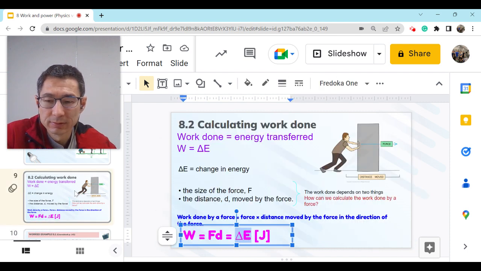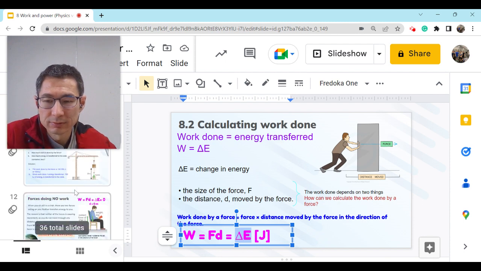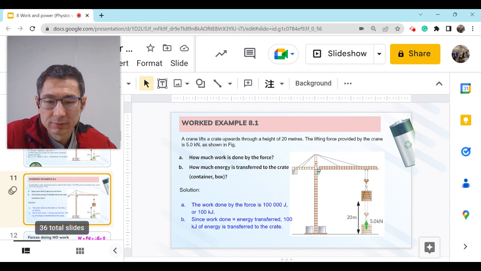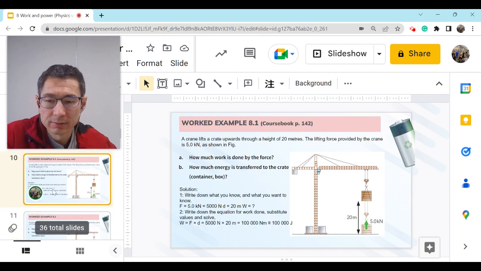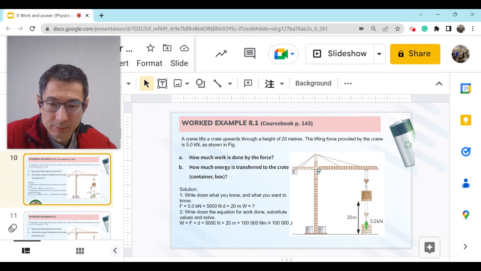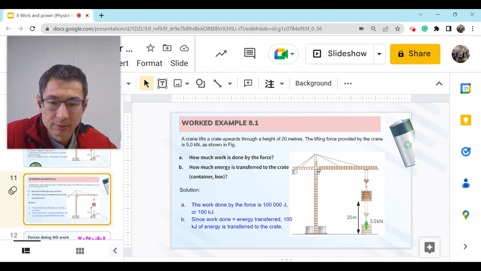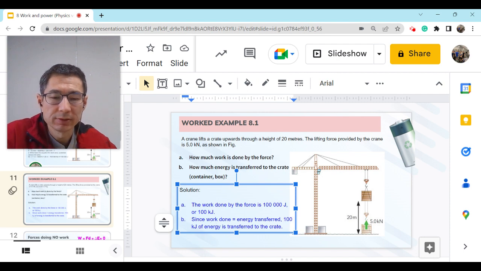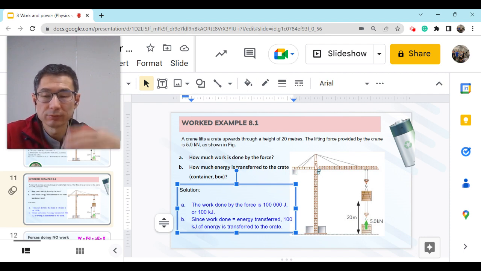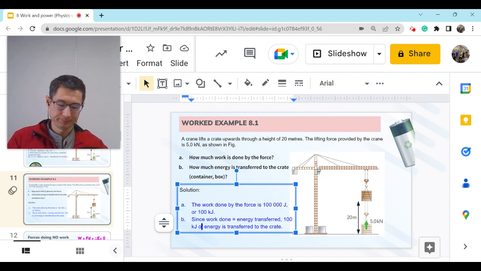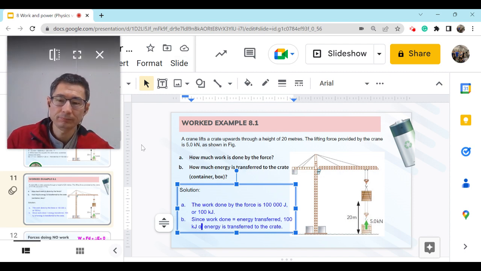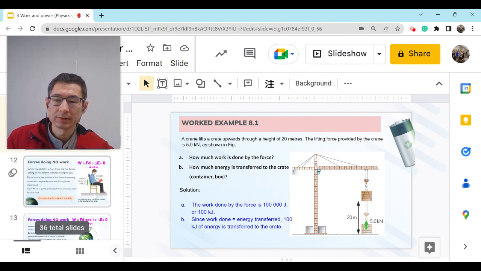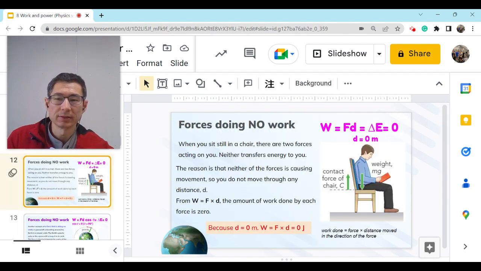Transfer of energy. So for B, since the work done is the energy transfer, it is the same amount. So it's 100 kilojoules of energy transferred to the crate, to the box, isn't it? Okay, let's continue. I think it's understandable. I don't think there will be any issue here.